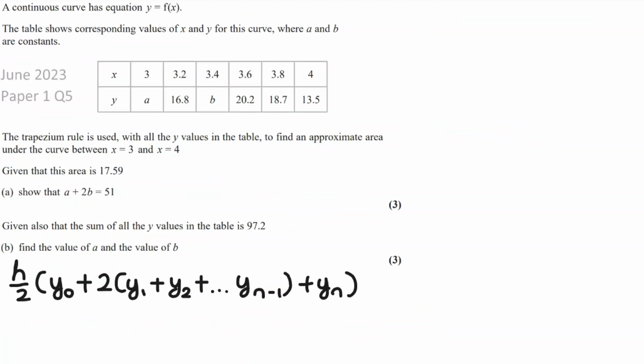Okay, so here's one last past paper example question on the trapezium rule for you to have a go at. So pause the video, have a go at the question, and I'll go through the answer in about 5 seconds.